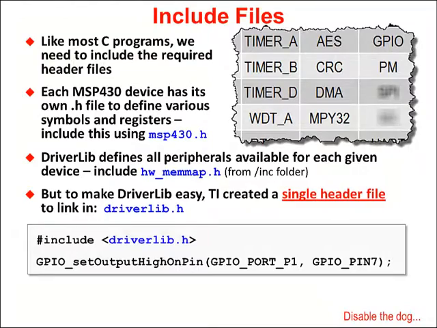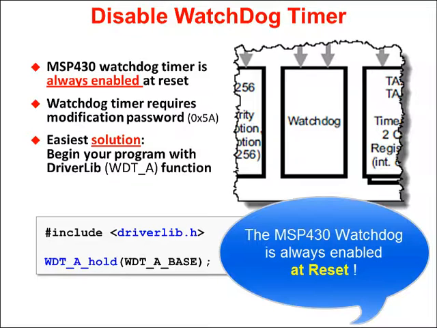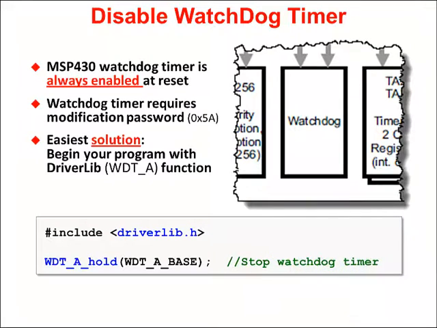Then we have to disable the watchdog. I think we talked about this briefly in the last chapter, but the MSP430 watchdog is always enabled. So when you come out of boot on these devices, if you don't do something with the watchdog, you're going to get reset sooner than later. So what we want to do is stop it. There was some of the register-based code in the original example we looked at in the Code Composer Studio chapter. Here, we're just going to hold. In other words, we're going to stop or pause the watchdog timer. And there's a nice driver library API for that, WDT_A hold. And that's how we're going to stop our watchdog.